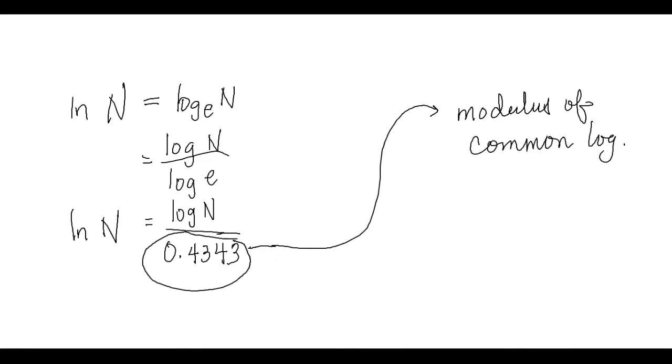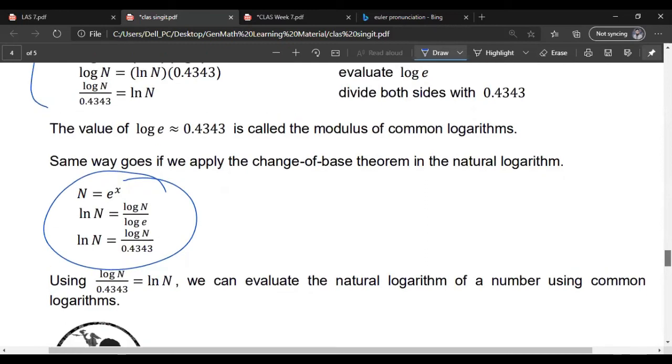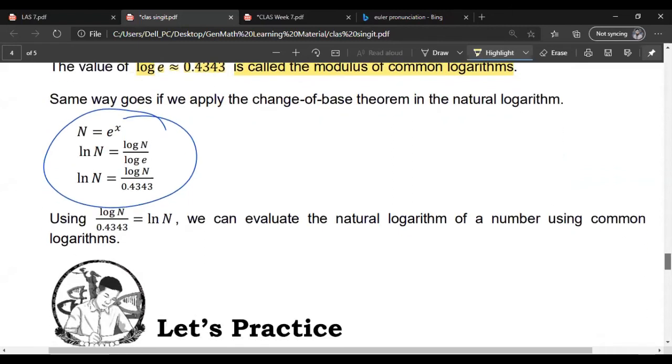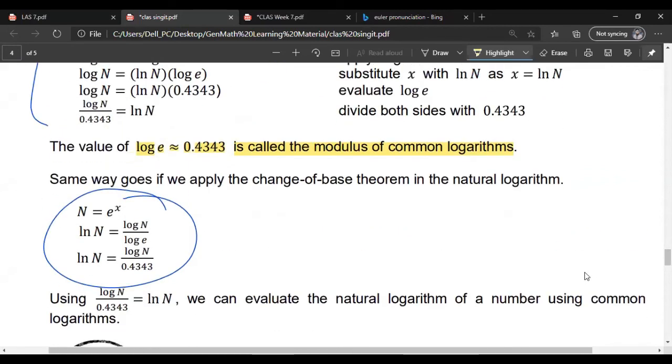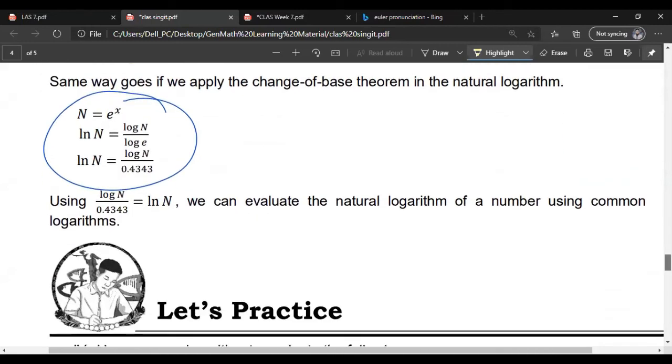Let's go back to our handouts. So, class, using ln of n equals log of n over 0.4343, we can evaluate the natural logarithm of a number using common logarithms. This is what I was saying earlier: the log of e, 0.4343, is called the modulus of common logarithms. Any questions? None. Okay, we can apply it.